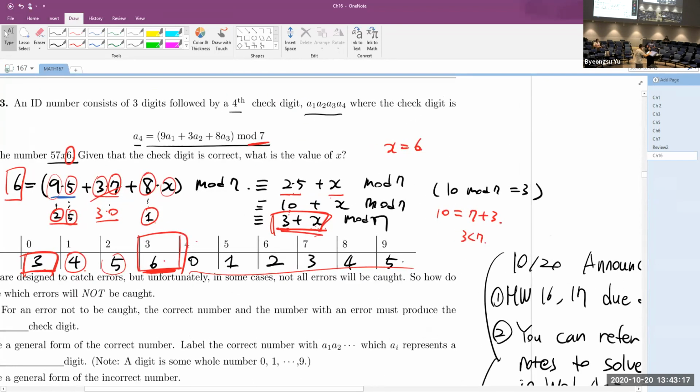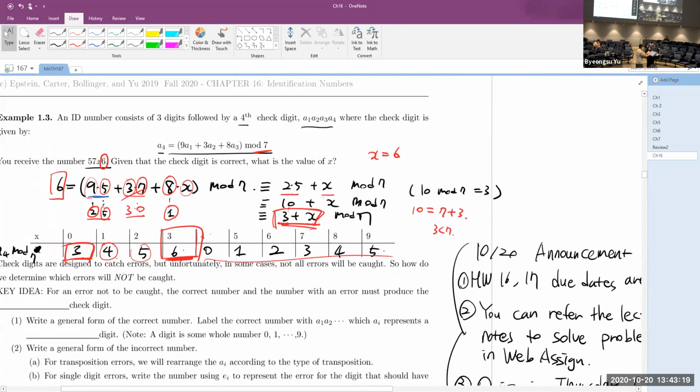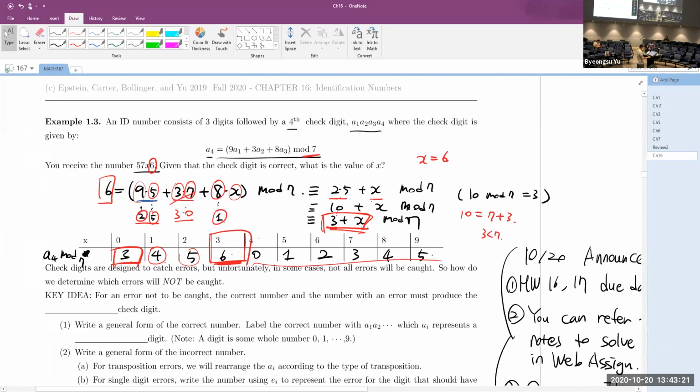So I just want to review the last example because there are some students who are not familiar with this scheme. What we did last time is check, from the given number, whether the given number is valid or not, or if you have a missing number, find the missing number so that we can make the whole number valid, right?